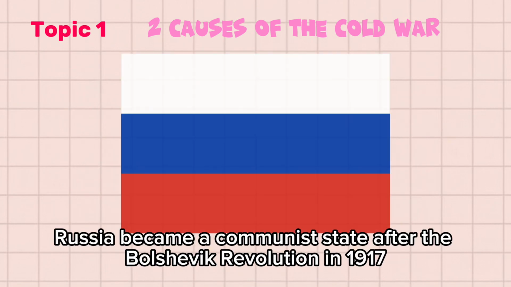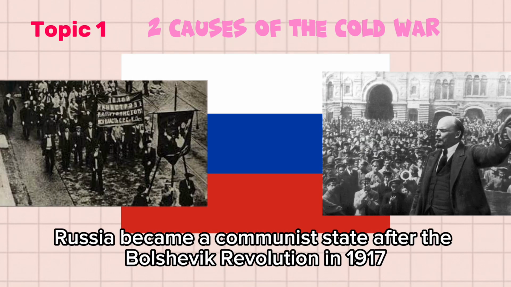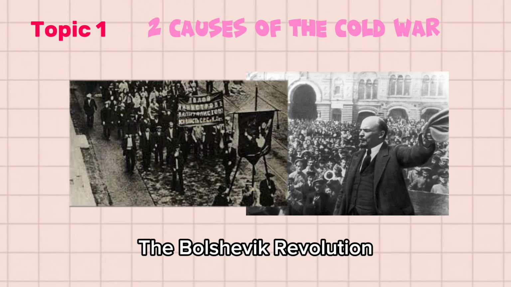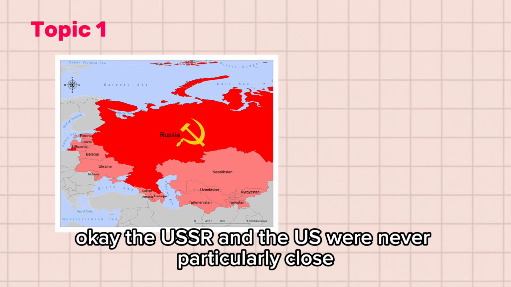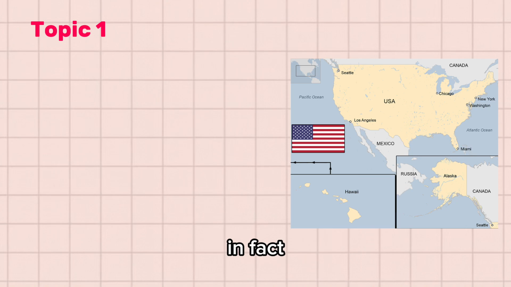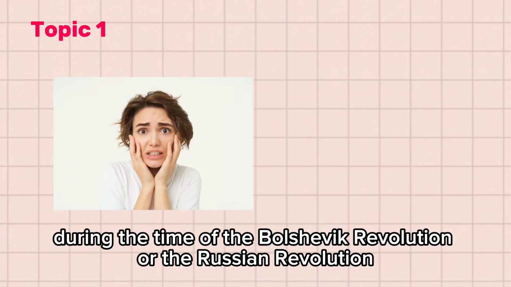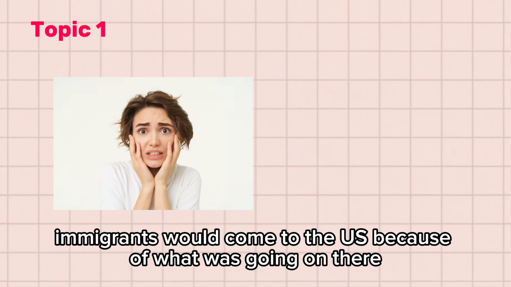Backstory time. Russia became a communist state after the Bolshevik Revolution in 1917, which took place during the final years of World War I. The Bolshevik Revolution led to the creation of the Soviet Socialist Republics, the USSR, in 1922. Okay, the USSR and the US were never particularly close. In fact, during the time of the Bolshevik Revolution, or the Russian Revolution in 1917, the US were worried about the immigrants who would come to the US because of what's going on there.